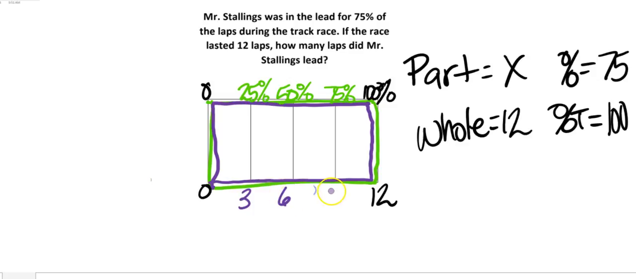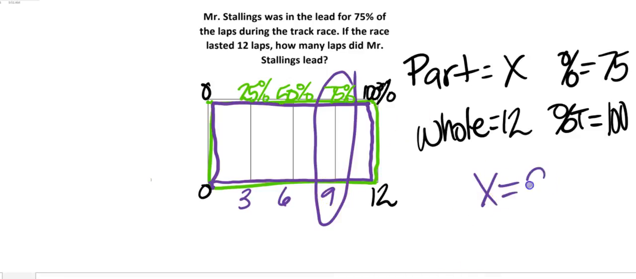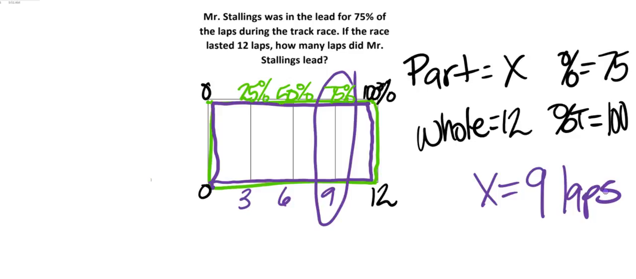So 3, 6, 9. Okay, so here's what we're looking for: 75% of 12. What you do is look for where it says 75% on our bar model, which is right here, and I circle it. So 75% of 12 is 9. Our x, our part, equals 9 laps. So Mr. Stallings was in the lead for 9 laps of the race. That's how you use top box, bottom box to find a part of a whole using a percent bar model.